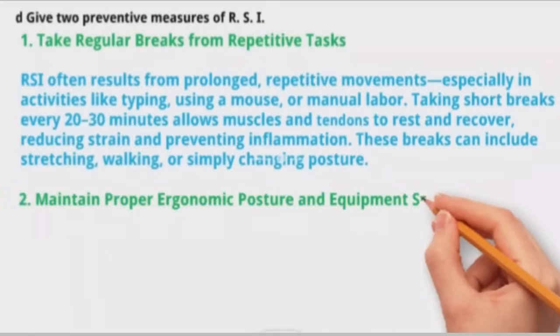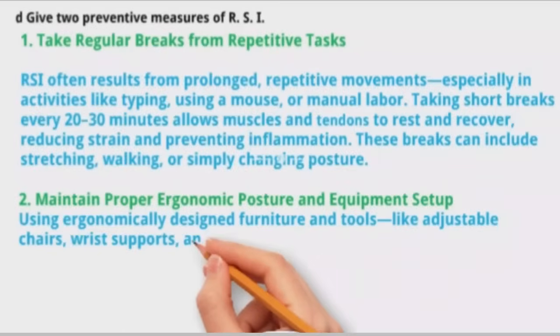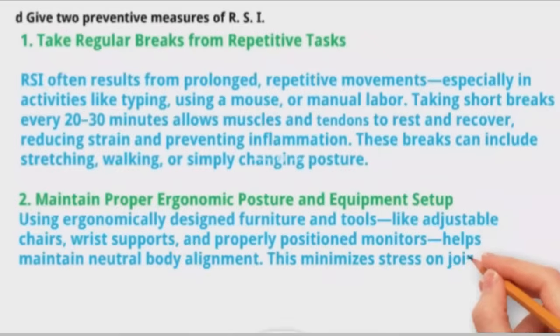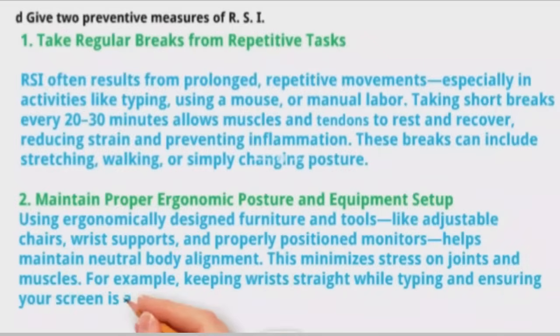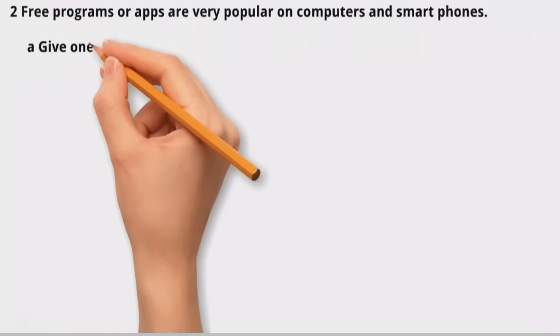2. Maintain proper ergonomic posture and equipment setup. Using ergonomically designed furniture and tools like adjustable chairs, wrist supports, and properly positioned monitors helps maintain neutral body alignment. This minimizes stress on joints and muscles. For example, keeping your wrists straight while typing and ensuring your screen is at eye level can significantly reduce the risk of RSI. Now let's go to question 2.